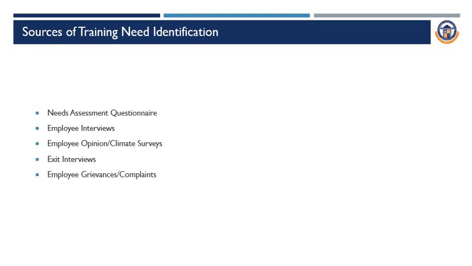Next is employee opinion or climate surveys. We will ask the employee's opinion on whether he is okay with the job. If not, what is the problem he is facing. Based on this also we can design a training program. Next is exit interviews. These interviews are collected from the persons who exit from the organization. Based on the opinions they give, we can also frame the training need.